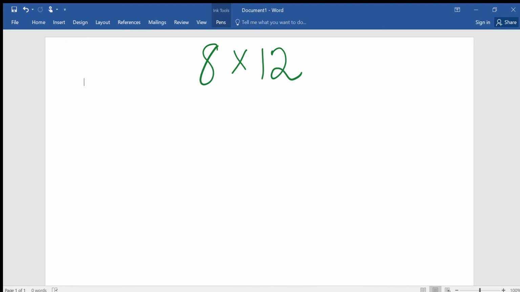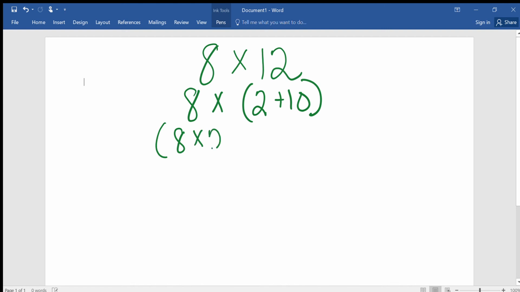But we want the most friendly numbers. Which of those numbers would be the easiest for us to do in our heads? Hopefully you're thinking 2 and 10. Those are both skip counting numbers. We can do those in our heads. So we're going to break our 12 into 2 plus 10. Now let's distribute and make our 2 smaller problems.